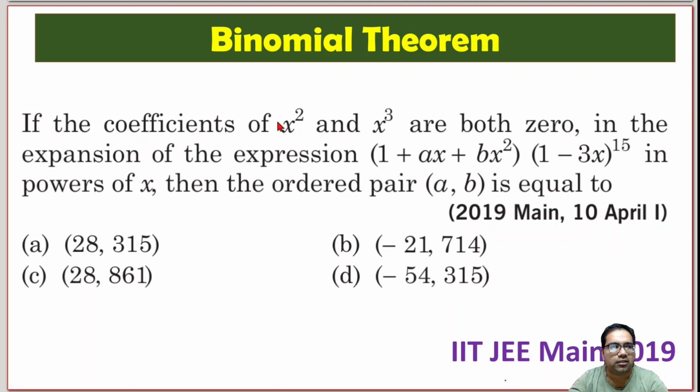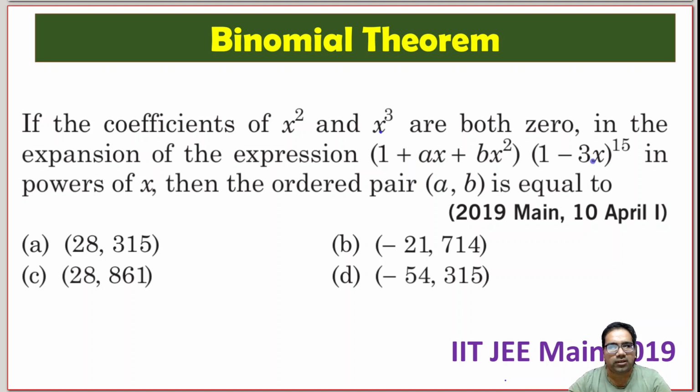We are told that the coefficients of x square and x cube are both 0 in the expansion of the expression (1 + ax + bx square)(1 - 3x)^15. Then what are a and b?